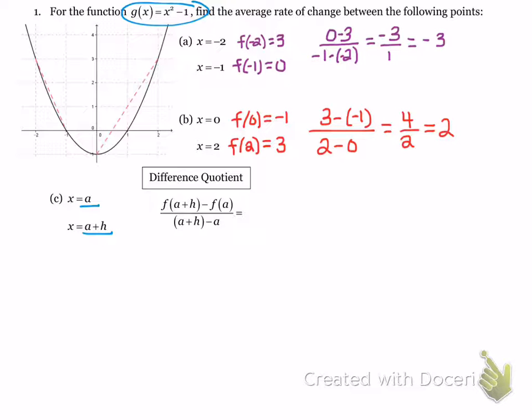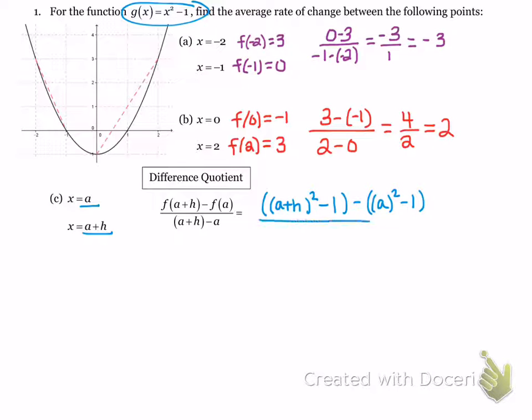So here's the form. You see the formula below, but I'm going to plug it into the function that I circled, g of x, up top. So the function is something squared minus 1. And the first thing we're going to put in is the second point, which is a plus h. Then I'm going to subtract it from something squared minus 1, but now I'm just plugging in a.